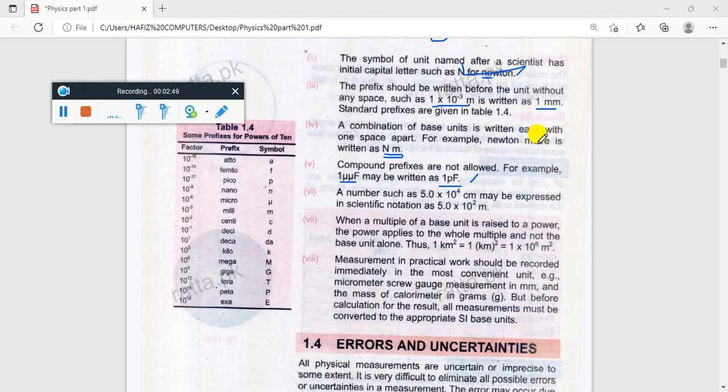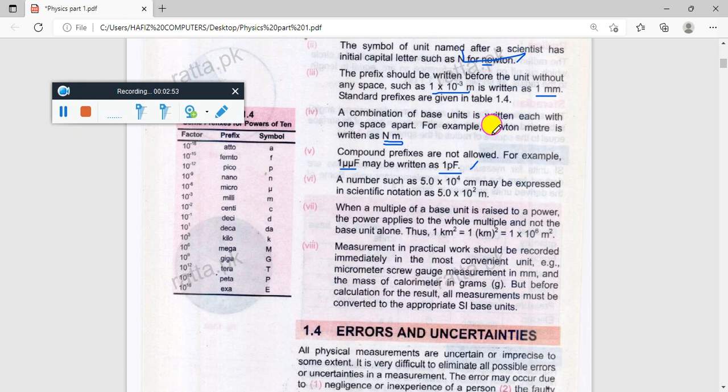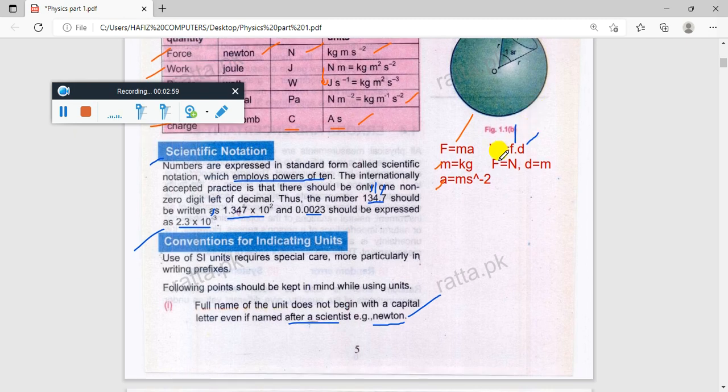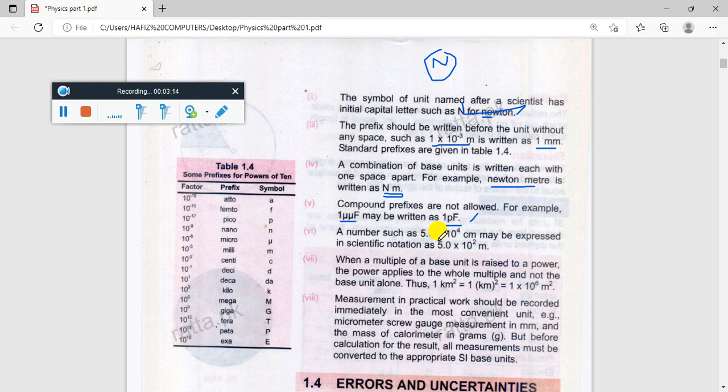A combination of base units is written each with one space apart. For example, Newton meter is a unit of work, equal to joule. Work is equal to F dot D. Force has a unit of Newton, and D, distance or displacement, has a unit meter. When we write the product of F dot D, we will write them with one space apart.